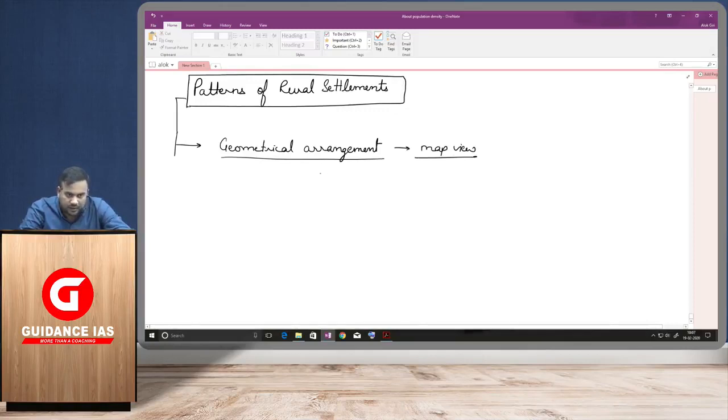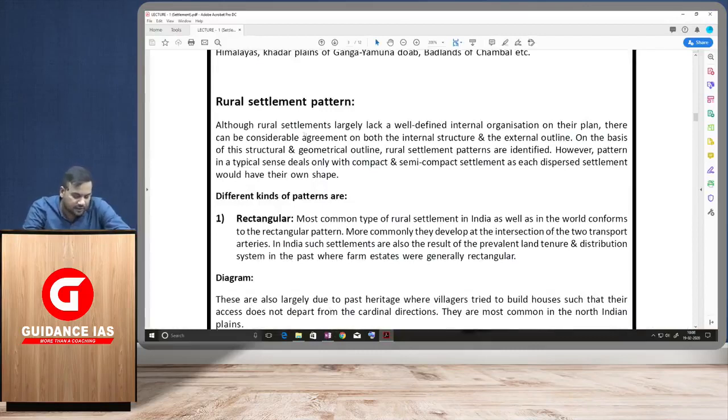Although you can understand that every settlement is unique in itself, still we will be finding with respect to the houses, with respect to the roads, how they are present, that there would be some common features found with respect to their shape, their geometrical arrangement, and that is what we are going to study here. So a number of types of patterns can be there.